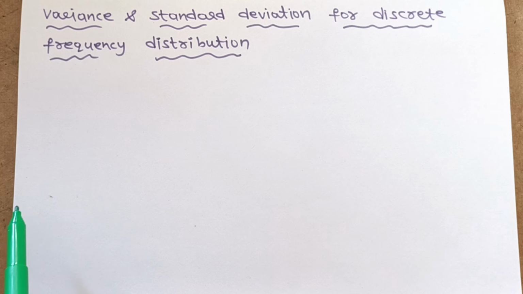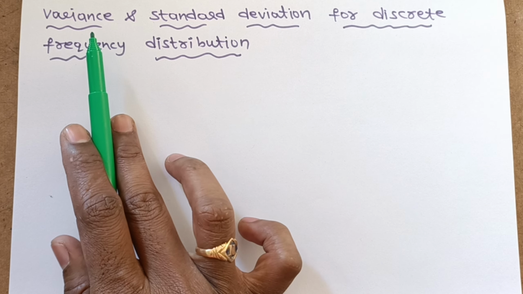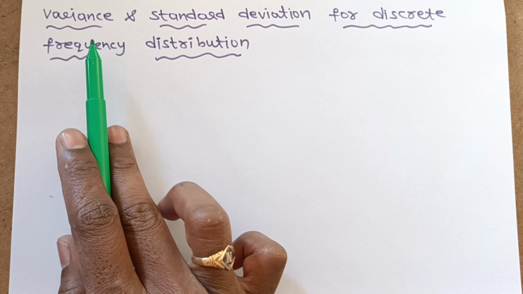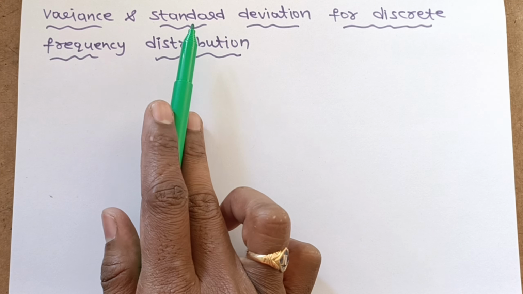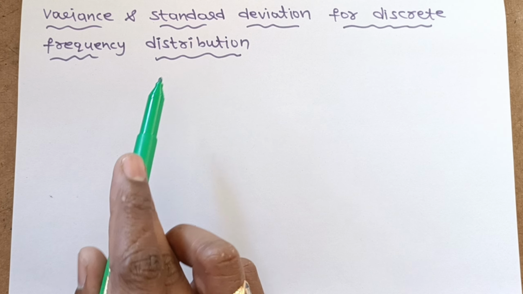Measures of dispersion, part 5. Hello everyone. In this session we will discuss a few more concepts. This is a continuation of a previous video. Variance and standard deviation for discrete frequency distribution.